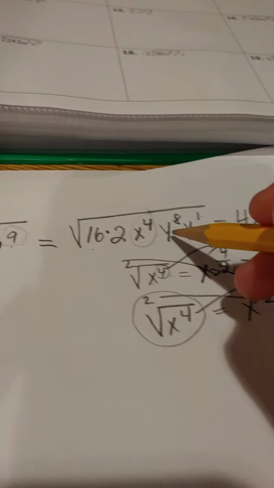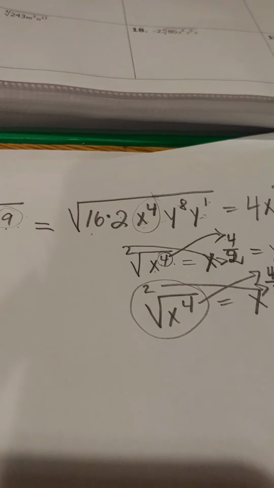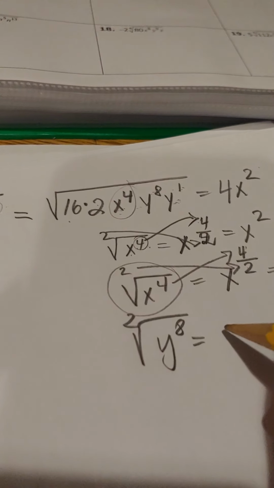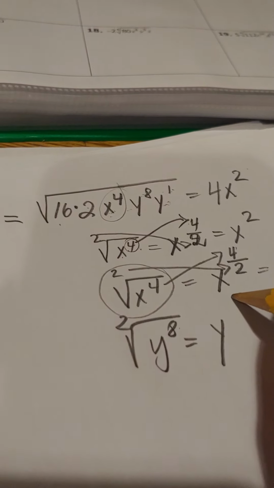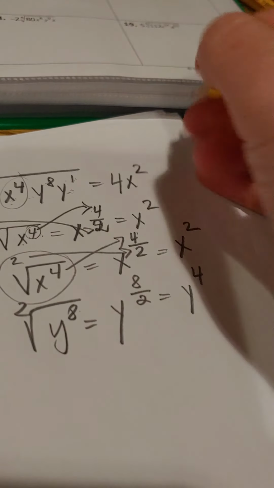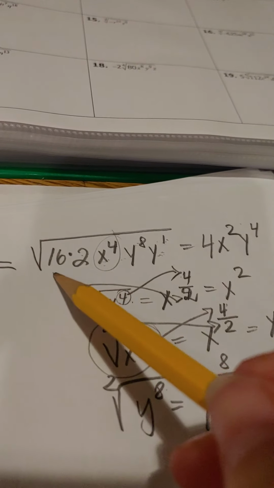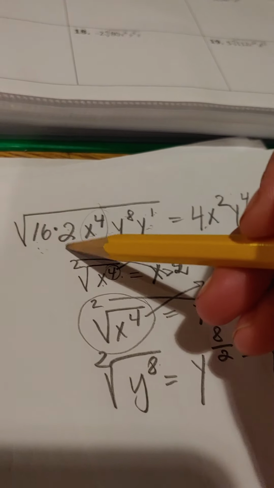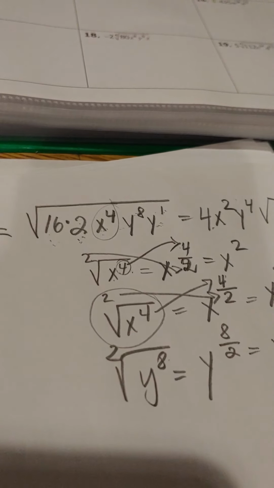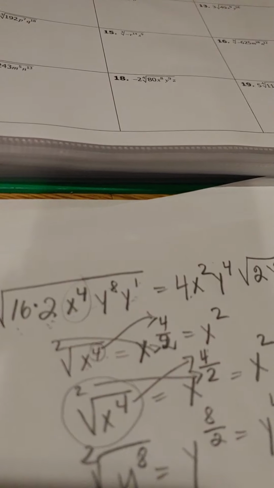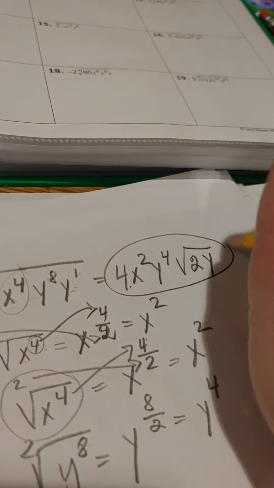Okay. So now y to the 8th power, right? And then we have to take a square root of this. So what I'm going to do is, it's y, this 8 goes on top and 2 goes on the bottom. So it's y to the 4th power. And what is left under that radical? Remember, we took the square root of 16, which is 4. 2 is still there. We didn't do anything with it. So it's going to stay under the radical. So it's the square root of 2. And then we did nothing with y, so y is still there. So this is our answer.